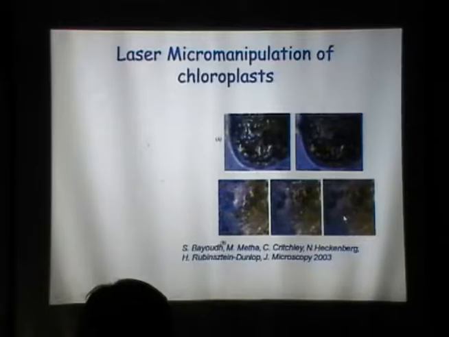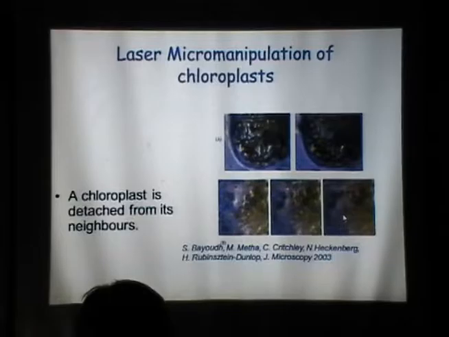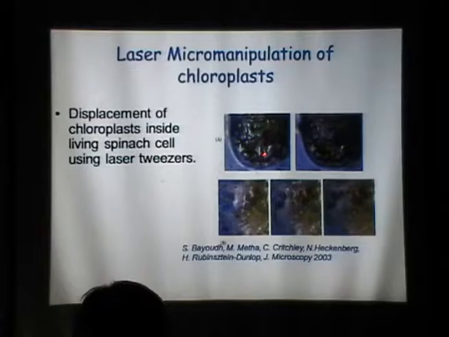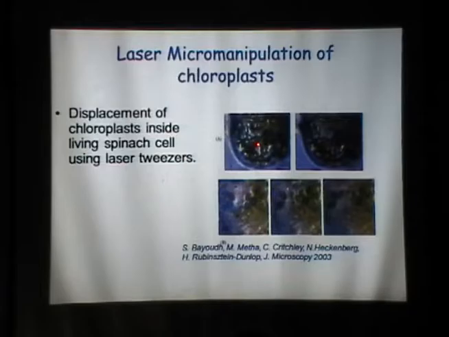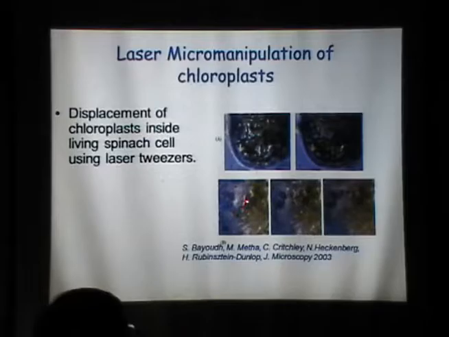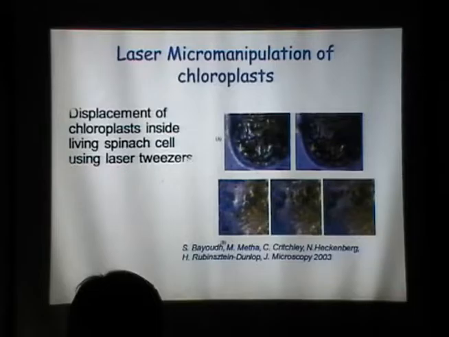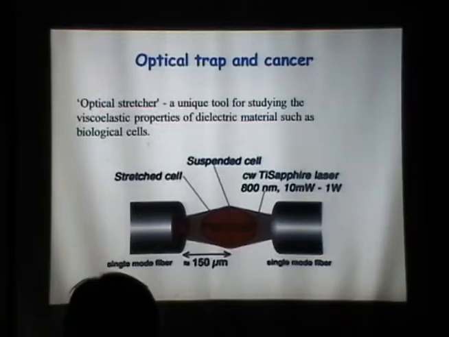What we have done here is that we have trapped a chloroplast in a living cell, and what we are now doing is taking one of the chloroplasts and moving it around. You might ask why we did it, but that's a separate story. Basically we're displacing the chloroplast inside the living cell using the tweezers, and the chloroplast is detached from its neighbors, and we can follow its movement.